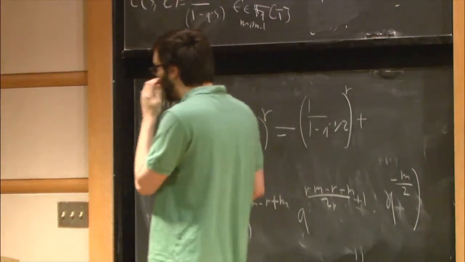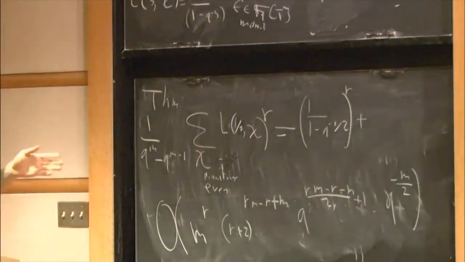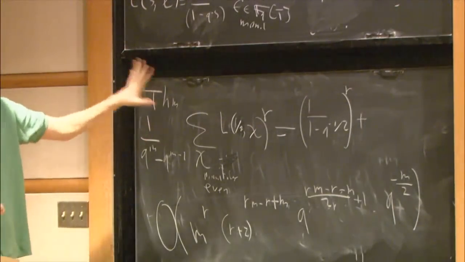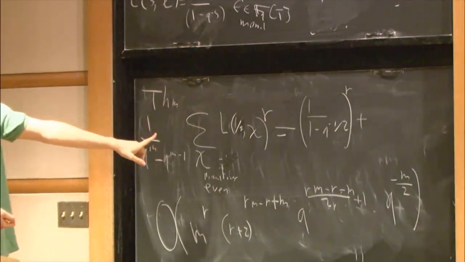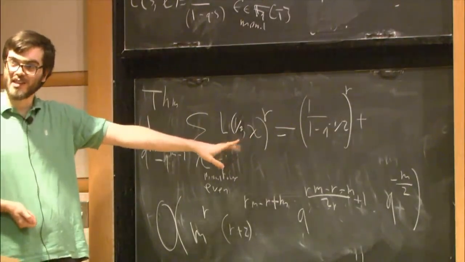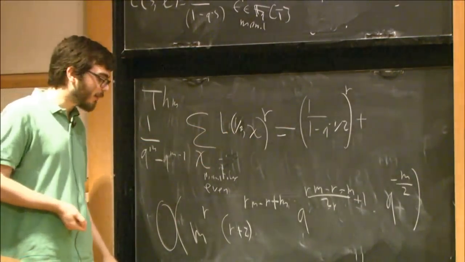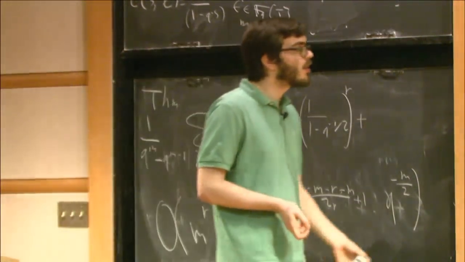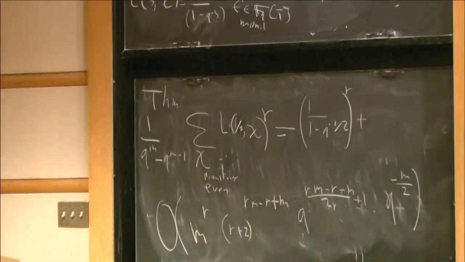So the main thing you might not like about this estimate is that we do not have an absolute value in here, and we can't put them in. With the quadratic case, that's not an issue.